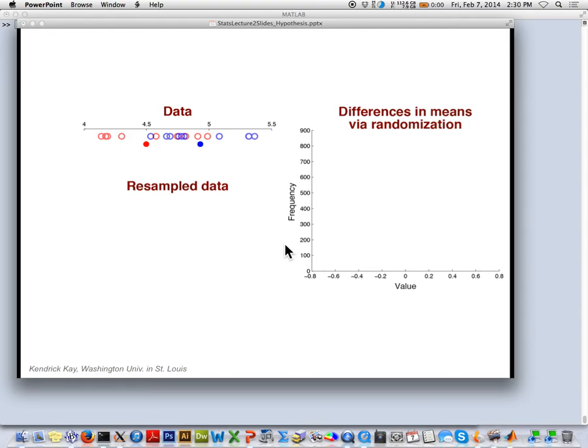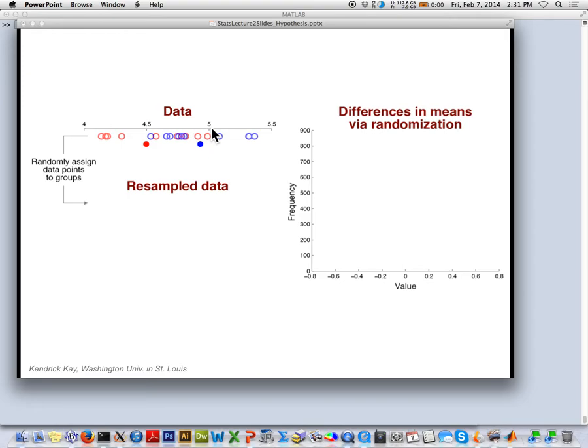Okay, so we want to resample our data, specifically using randomization. And so that's what we're looking at. The key step here is we're going to take all of our data points and throw them in one big pot, ignoring the fact that they came from different groups. And then we're going to draw groups from that pot.